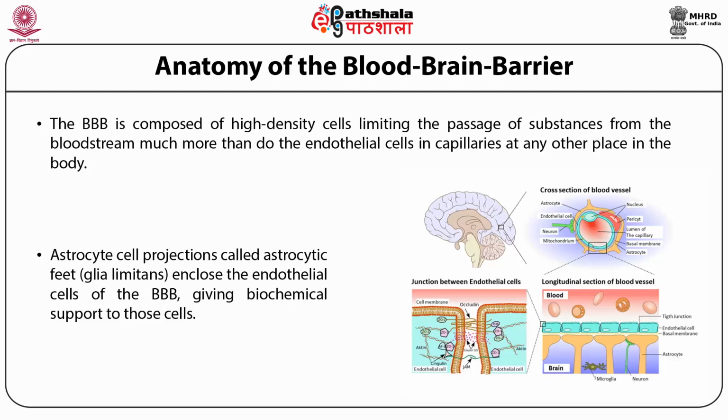In this figure, you can see the detailed structure of the blood-brain barrier. The first view is the brain, and next you can see the capillary, astrocytes, and the pericytes. And in the last one, more detail of the endothelial cell layer is visible.